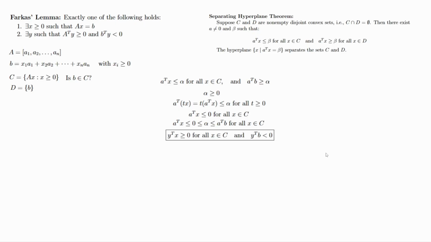Okay, what this result means is that indeed, if C and D have no intersection, so that the second condition of the Farkas Lemma is true, then we can find a separating hyperplane such that y transpose x is greater than 0 for all x in C, and y transpose b is less than 0.